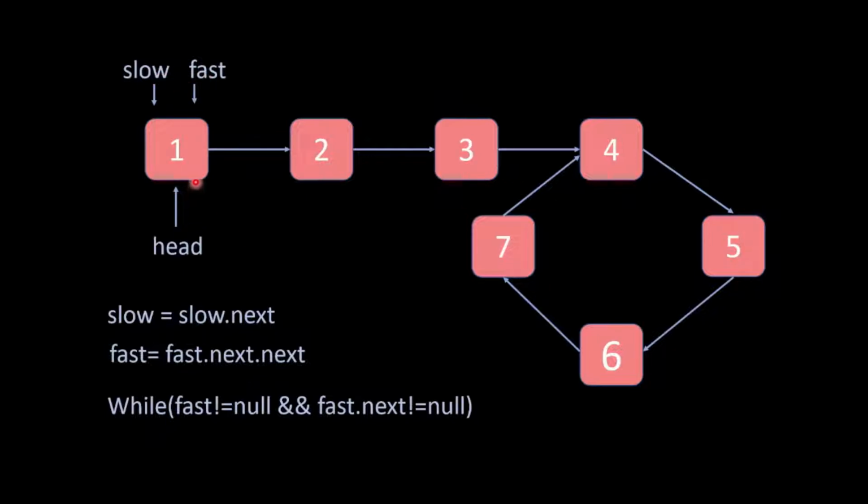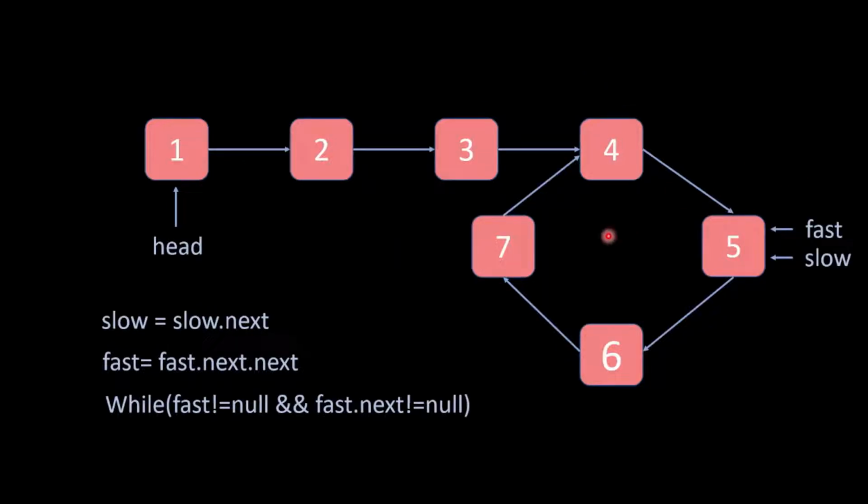Let's try to run Floyd's algorithm. So move slow by slow.next and fast by fast.next. Again move slow by slow.next and fast by fast.next. Again do the same thing. Okay, here's the observation for you. You have to apply a check condition while iterating: if the fast and slow pointers point to the same node, then you have to return that a cycle is present in the linked list.